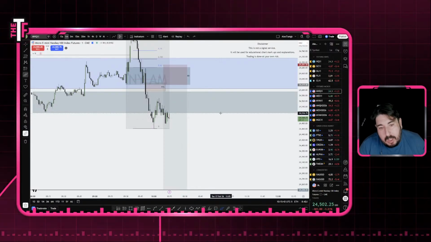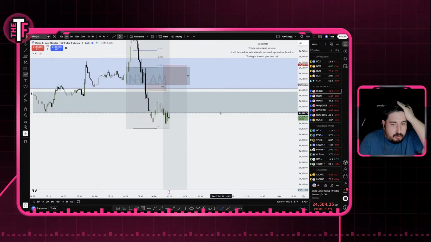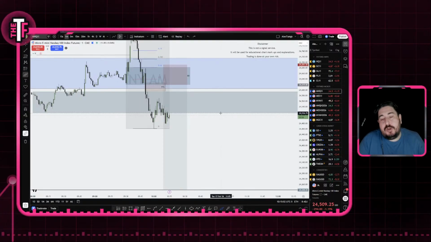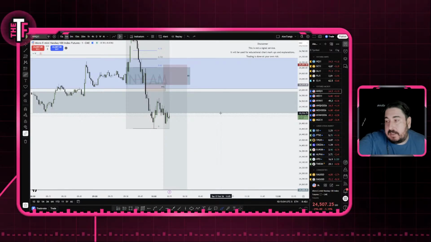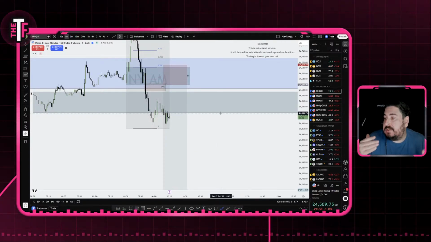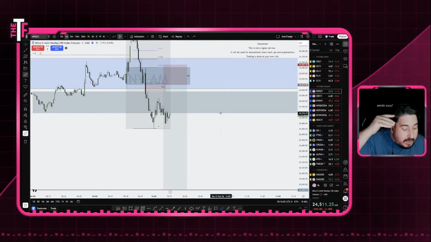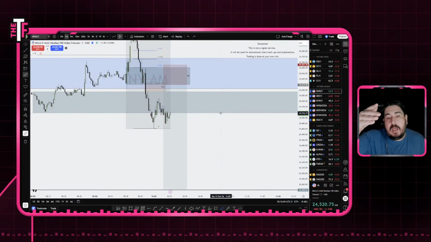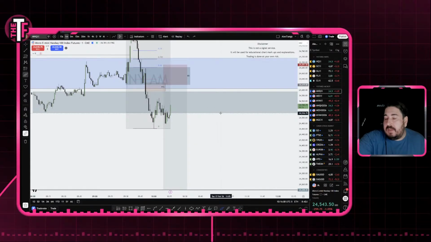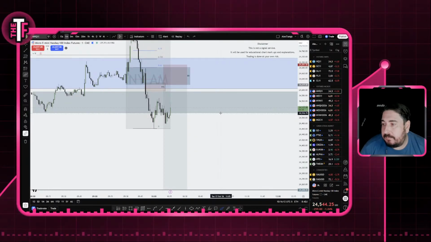I'm not saying that I don't like being part of this move. Of course I would like to be part of this move. Of course I would like to be in a trade now, but because I did these late entries a lot of times, and most of the times I get smacked by the markets, that's why I said I must be patient.